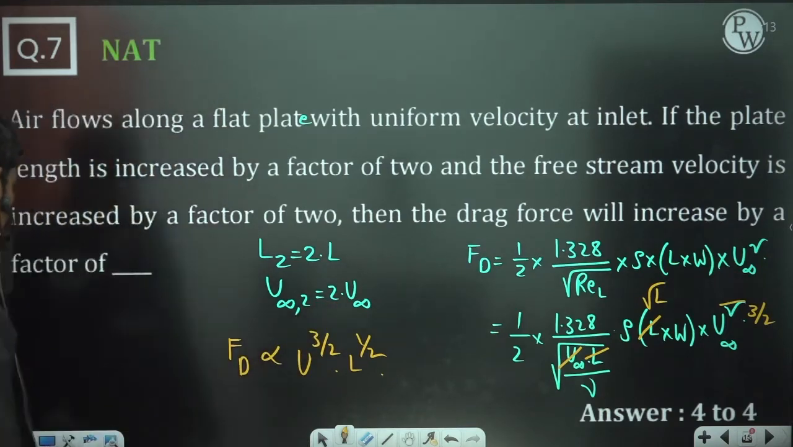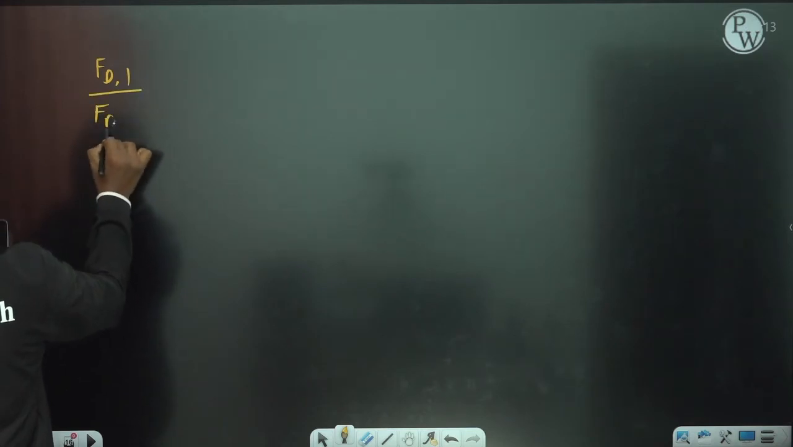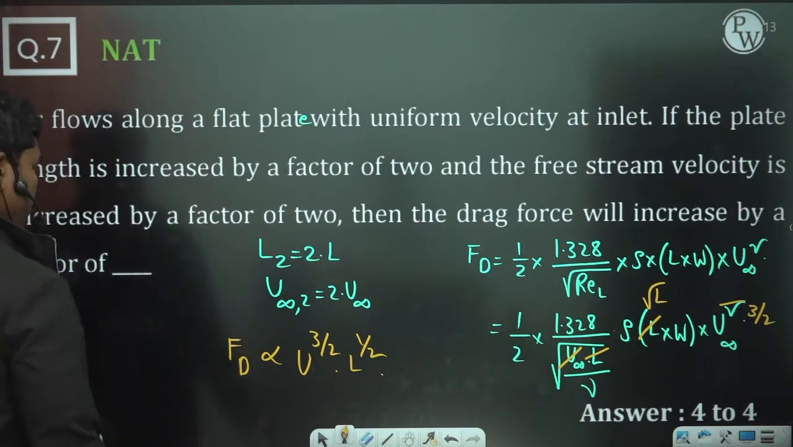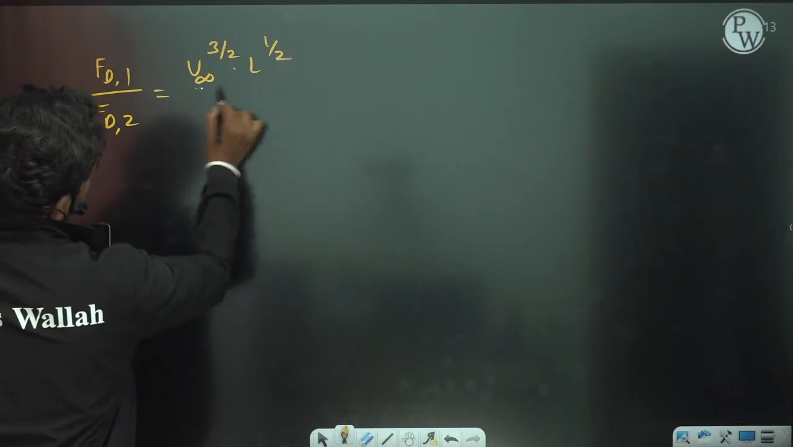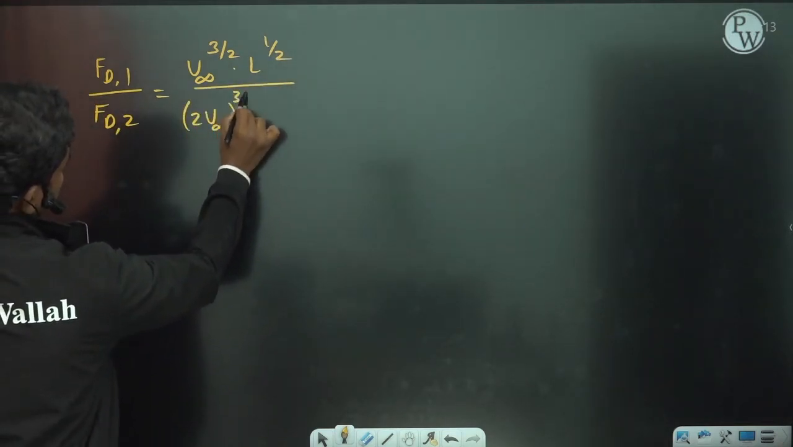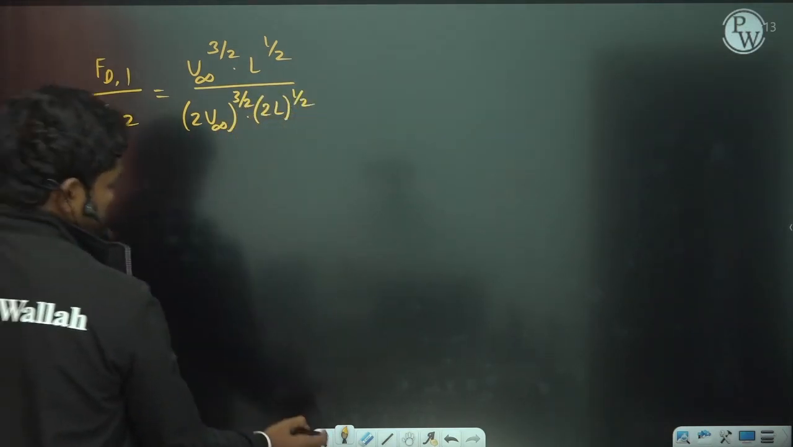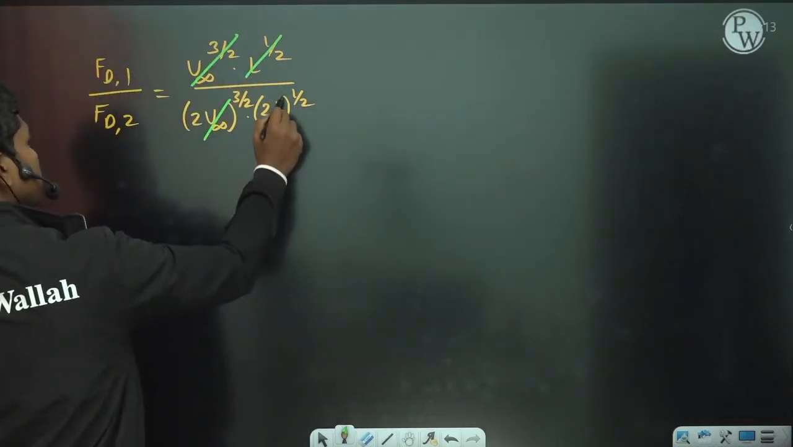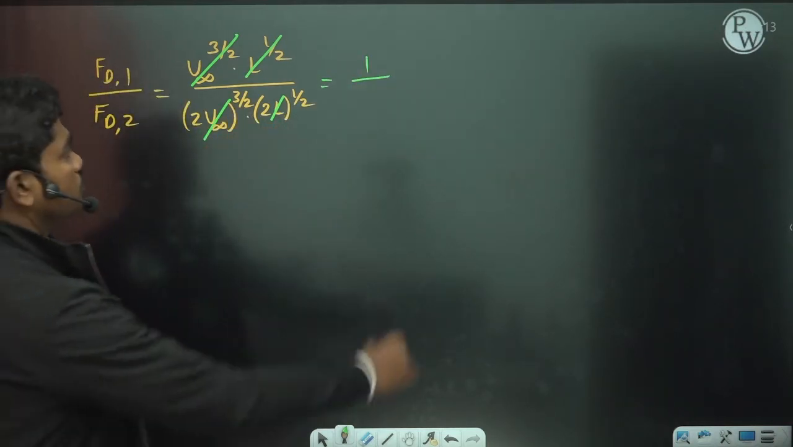Okay, so now in both the cases, if you take the ratio FD1 by FD2, it is equal to u infinity power 3 by 2 into L power 1 by 2, divided by, in the second case, u infinity 2, which is 2 times of u infinity, whole to the power 3 by 2, times of, this is also multiplied, so 2L power 1 by 2. So now you see this u infinity power 3 by 2 and this u infinity power 3 by 2, similarly these values will cancel out, and 2 power 3 by 2 is 2 root 2, into square root of 2. So total it is 4.